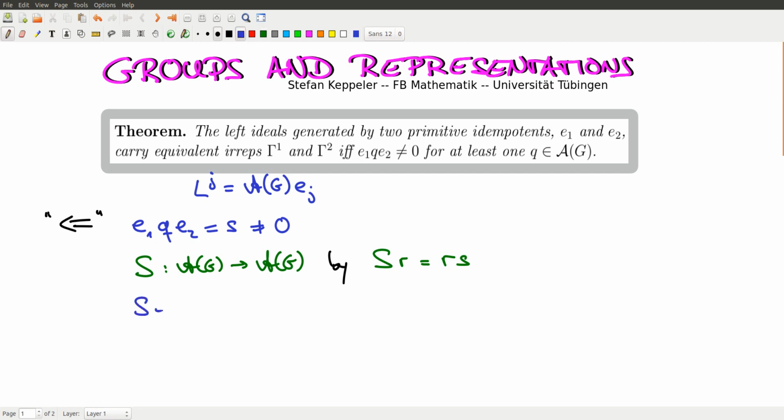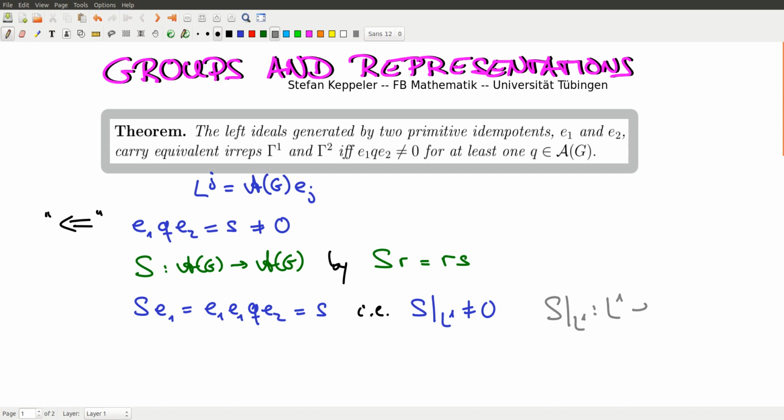Now let's see what happens when we apply capital S to E1. Then we get E1 E1 Q E2, because that's just little s. So we can absorb the E1 here, and we get back the little s. So we see that this is not 0 when we restrict it to L1. So S restricted to L1 is not the 0 map. And actually, when we look at this S restricted to L1, then it's just a map from L1 to L2, because we have this E2 here at the very right of our product. So the result is in L2.